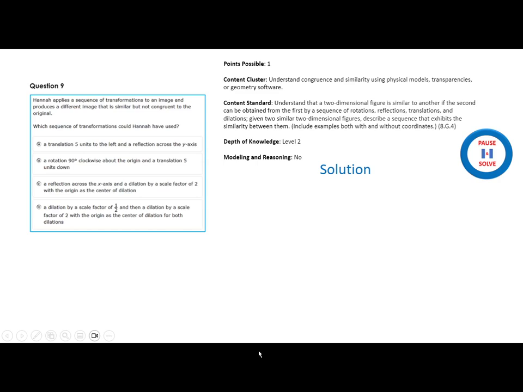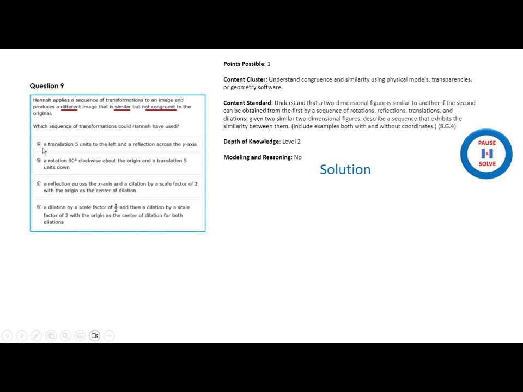Hannah applies a sequence of transformations to an image and produces a different image that is similar but not congruent. It looks like the same image, but not congruent. That is important: not congruent. Which sequence of transformations could Hannah have used?